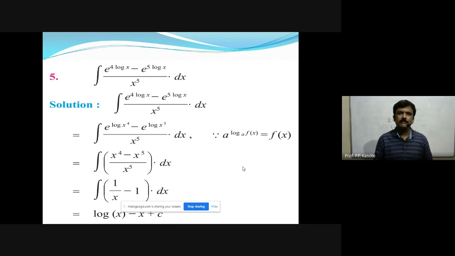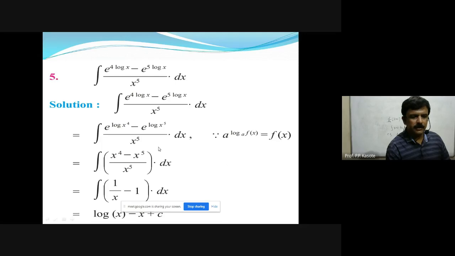The results we have, the formulae or the rules we have, seem not at all applicable to find the integral of this function. But if you observe it carefully, you will observe that we have some standard results, some formulae using which we can simplify it more and more to find the integral of the function. Here you can observe that e raised to 4 log x minus e raised to log of x raised to 5 divided by x raised to 5.